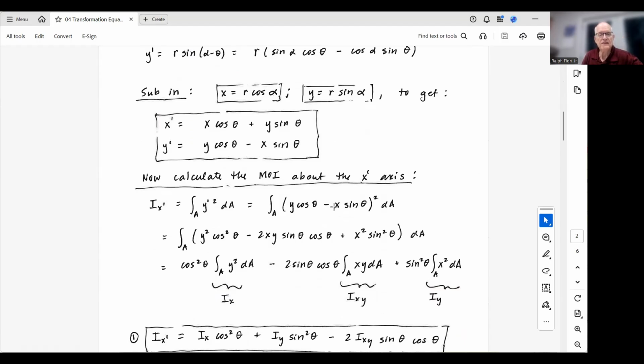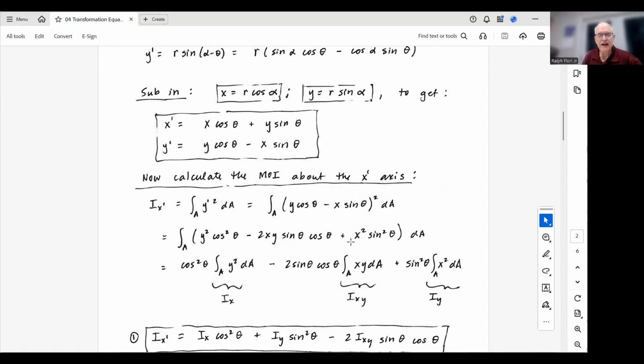When you expand this, you get y squared cosine squared theta. Your third term is a positive x squared sine squared theta. And then the middle term is a negative 2xy sine theta cosine theta.